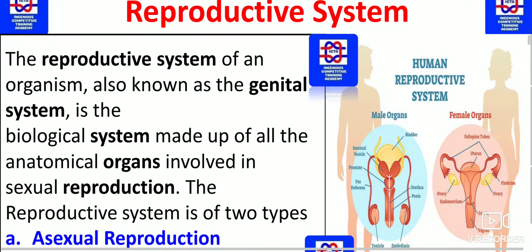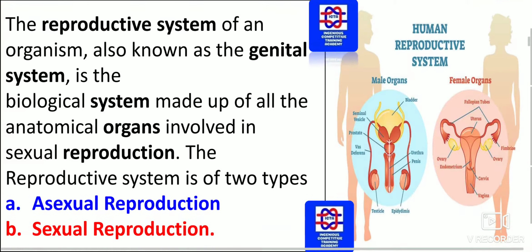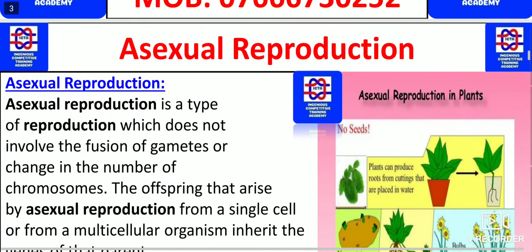Please go through that. So let us start with the reproductive system. The reproductive system of an organism is also known as what? The genital system. So you should remember, it's also known as the genital system. It is a biological system made up of all the anatomical organs involved in sexual reproduction. These reproductions are of two types. You should know what exactly those two are: asexual as well as sexual reproduction.